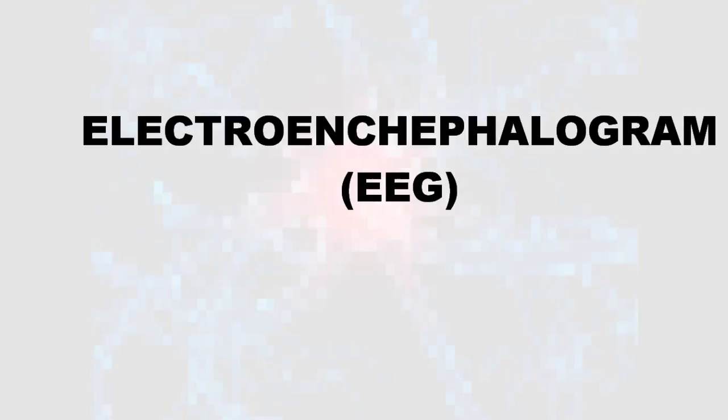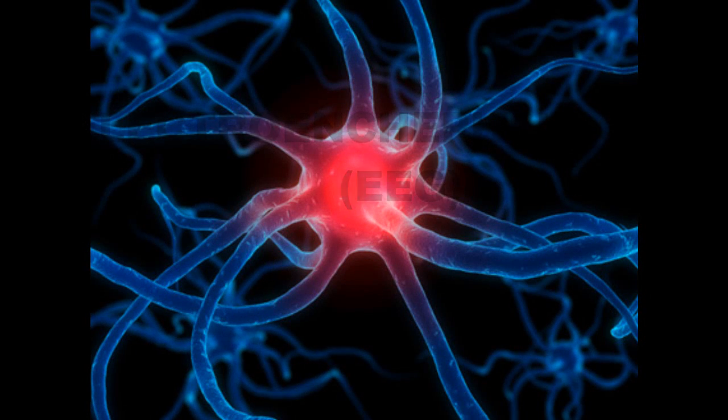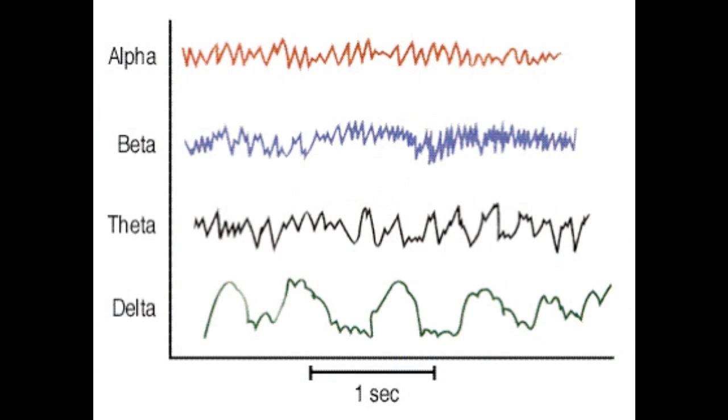An electroencephalogram, EEG, is a test used to detect abnormalities related to the electrical activity of the brain. This procedure tracks and records brainwave patterns.